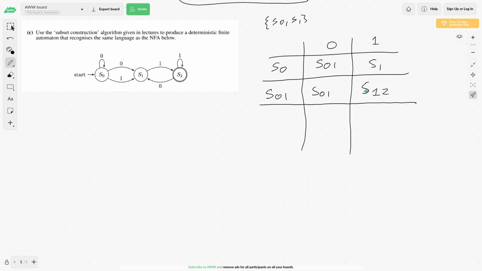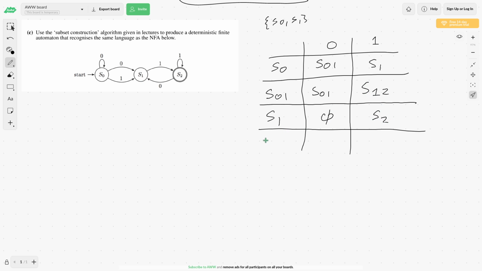Okay, so what states are reachable that I haven't explored? I haven't explored S1, I haven't explored S12. So we're going to do both of those. So for S1, reading a 0, I can't go anywhere. So I go to the empty state, or the state that represents being in the set of no states. And from S1, reading a 1, I can go to S2.